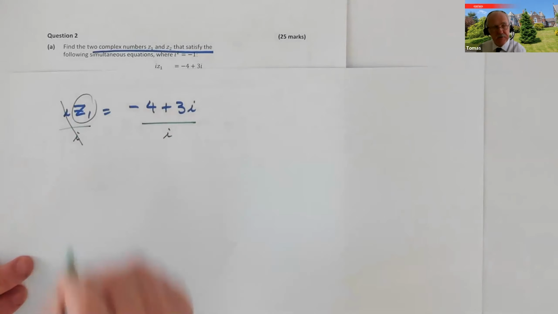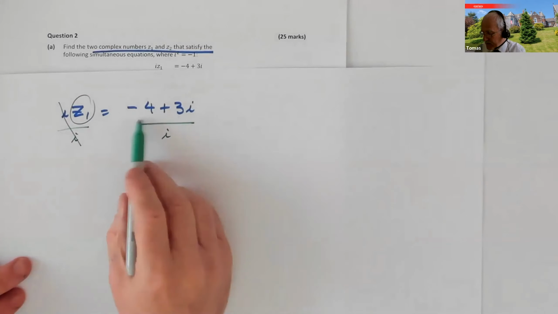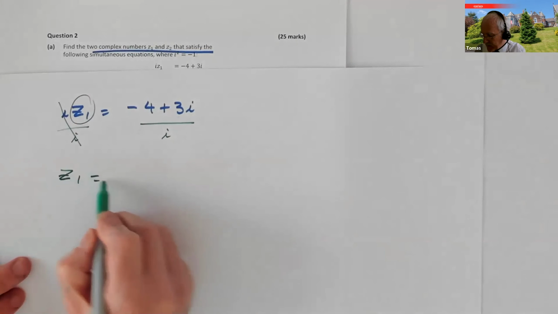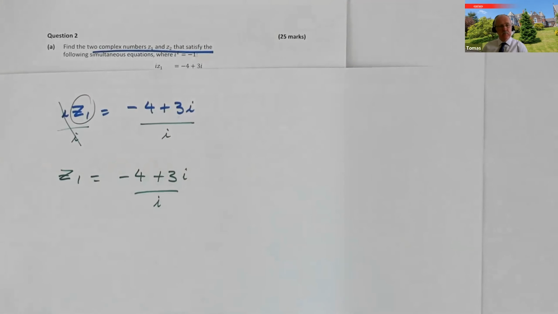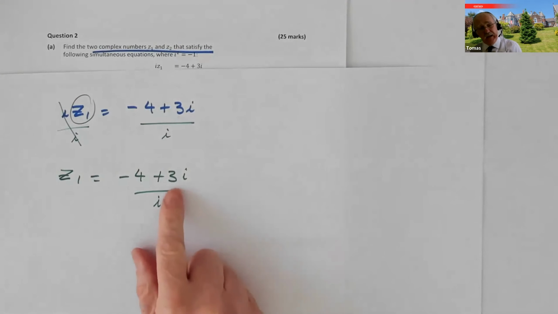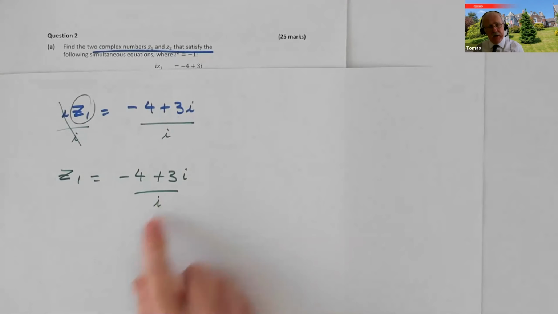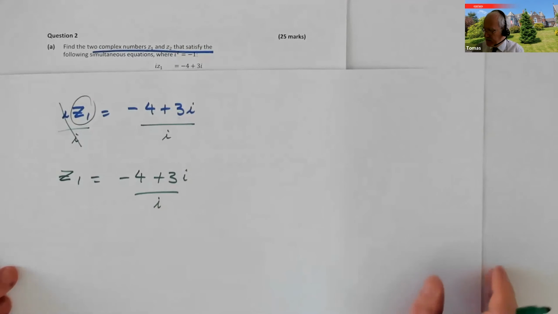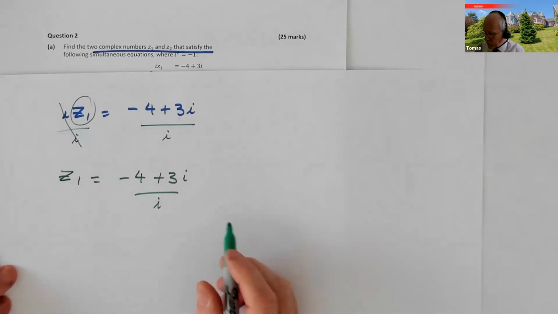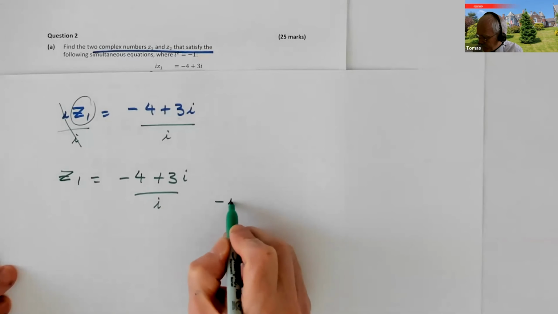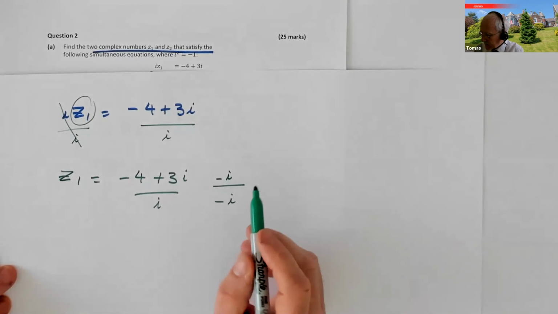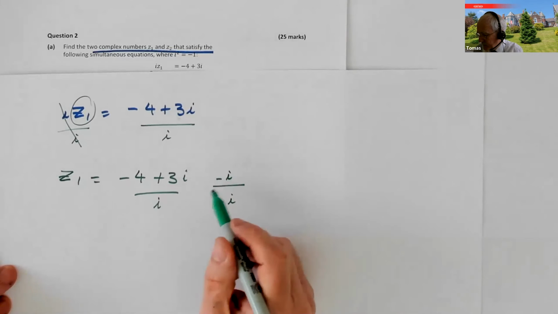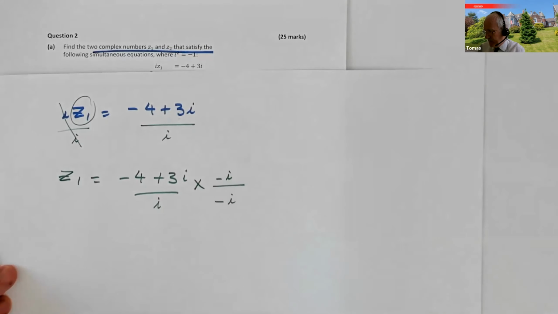That will cancel that. I don't like, so I'm now finding that Z1 is equal to minus 4 plus 3i over i. Not really a lover of i on the bottom either. That's a complex number, so I'm going to use its complex conjugate. So what one is that? Well, that should be minus i and minus i. And I'm going to multiply that by that.